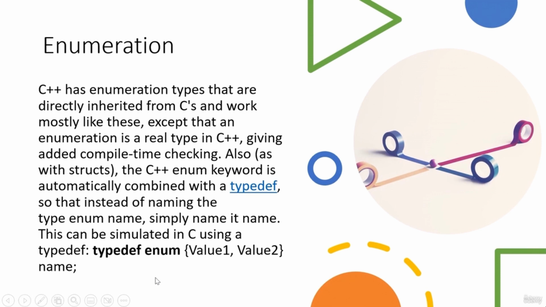C++ has enumeration types that are directly inherited from C and work similarly. The C++ enum keyword is automatically combined with a type definition, so that instead of naming the type enum name, you simply name it name. This can be simulated in C using a typedef, and enum name and values.